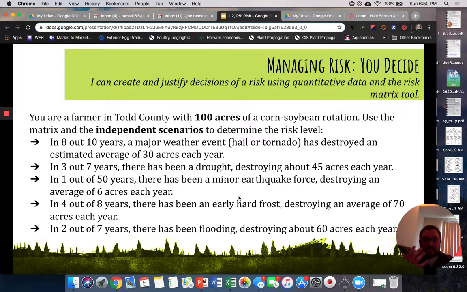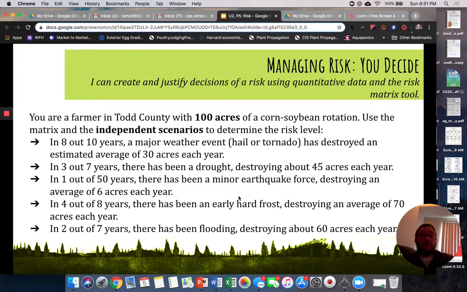Okay, so I have 5 scenarios. These scenarios will be copy paste into the following slides with a copy of the matrix table that you'll see on the next slide, and you will be able to calculate or determine the amount of risk involved in each of these scenarios. Okay, and then I want you to determine if it's going to be a low, medium, high, or extreme level of risk, and I want you to determine if you would buy crop insurance based off of that independent scenario only. Does that make sense?